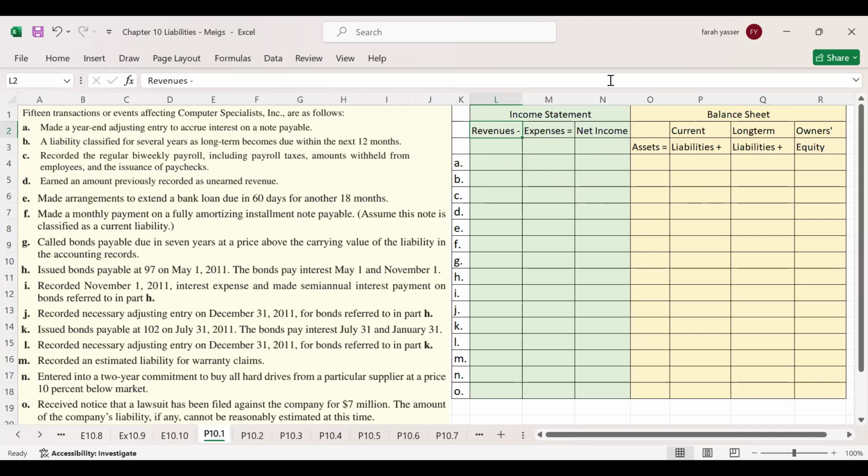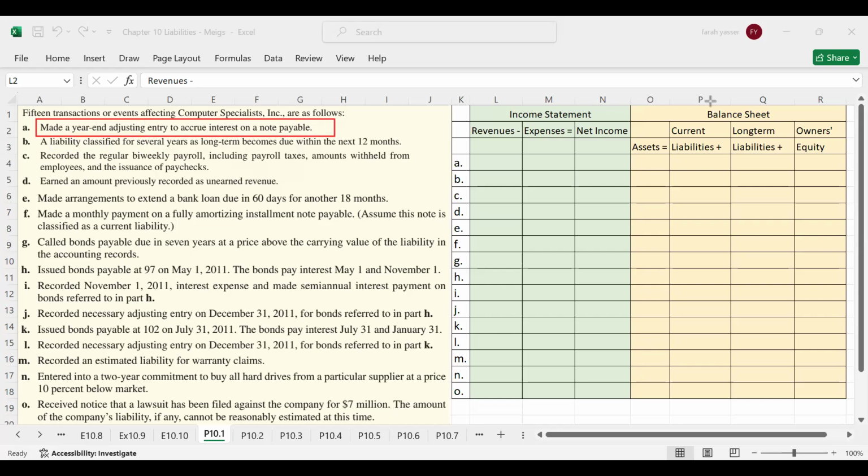So in the first transaction, the company made a year-end adjusting entry to accrue interest on note payable. So what do you mean by accruing interest? Basically, we have learned adjusting entries in chapter 4, that accruing interest means you record interest expense. In this entry, you record interest expense on the debit side. This means that interest expense increases, and interest payable also increases.